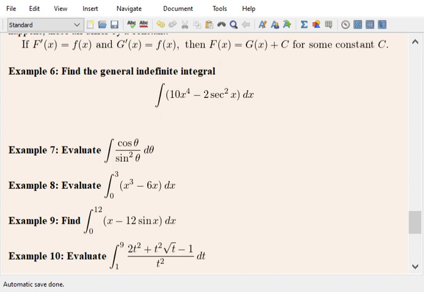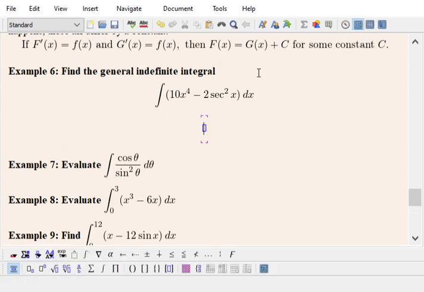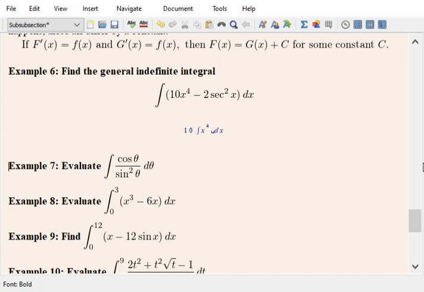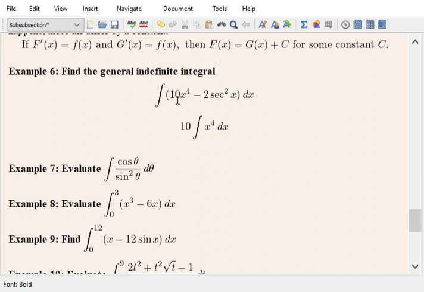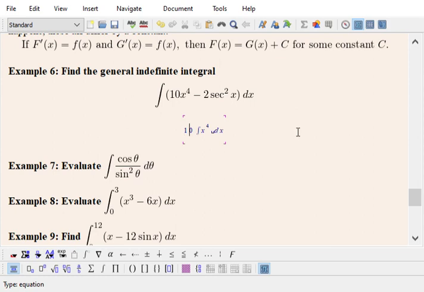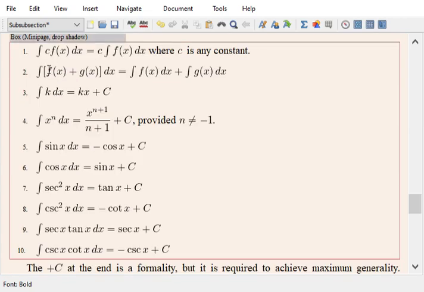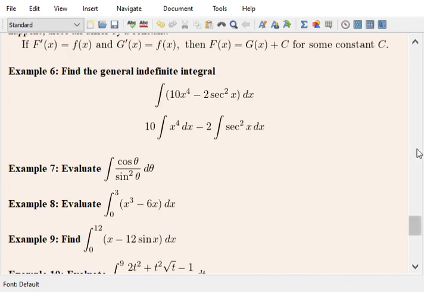Okay, so let's antidifferentiate this. So first off, I notice that we have a subtraction here, and we have a couple constants. So let's start by breaking this up a little bit. Okay? So this constant 10, you can pull that out, minus 2 integral secant squared x dx, right? So that's using property 1 and property 2, respectively.